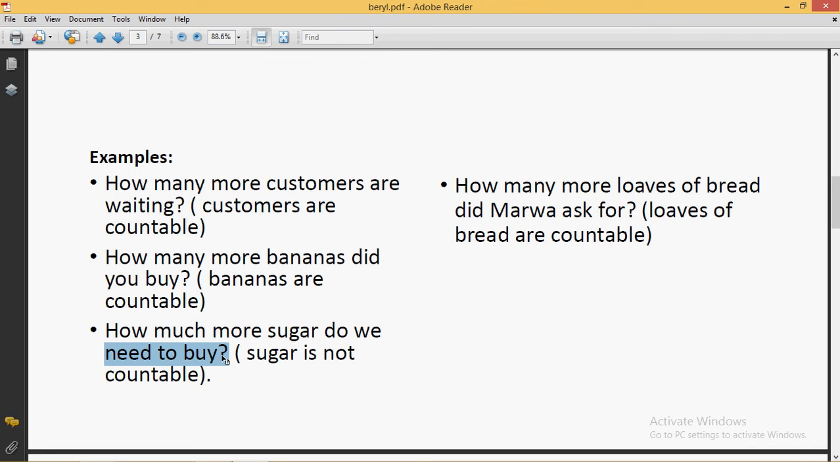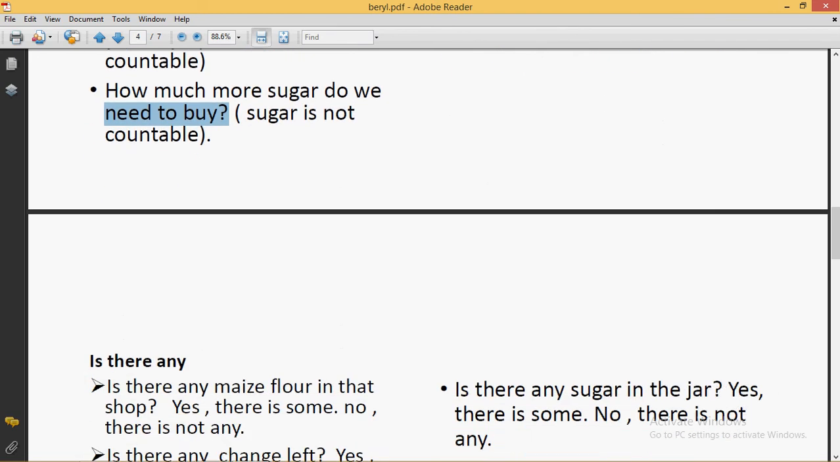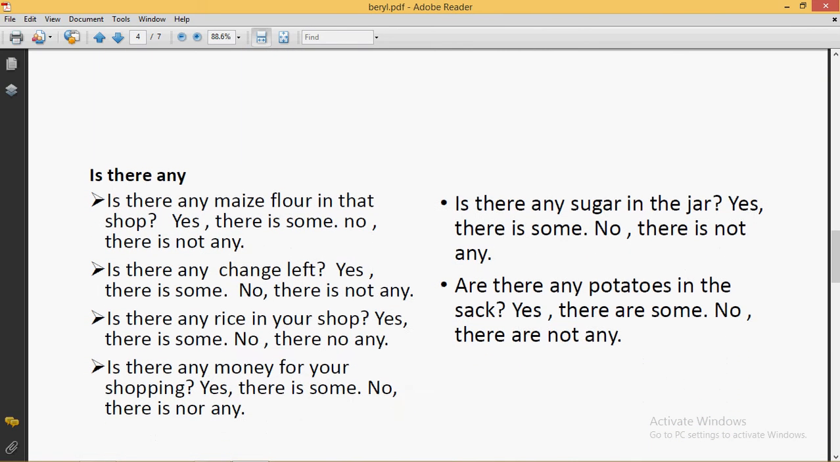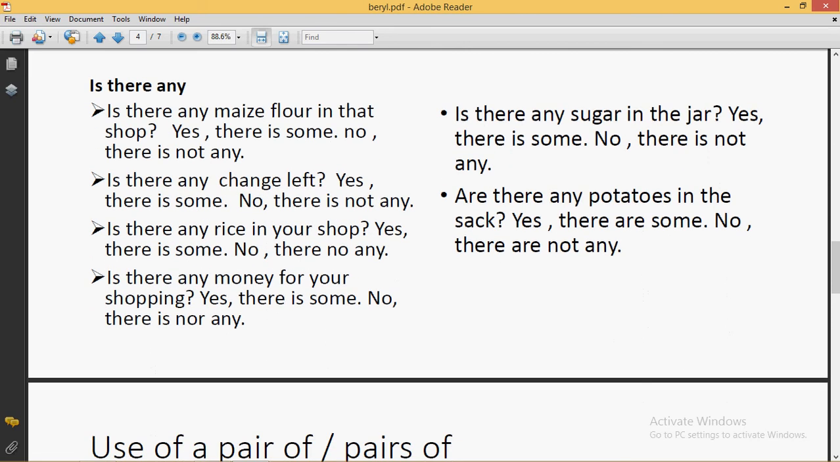The next one, how many more loaves of bread did Marwa ask for? The loaves of bread are countable. You can count 1 loaf of bread, 2, 3, and say, I wanted 3 more loaves of bread.